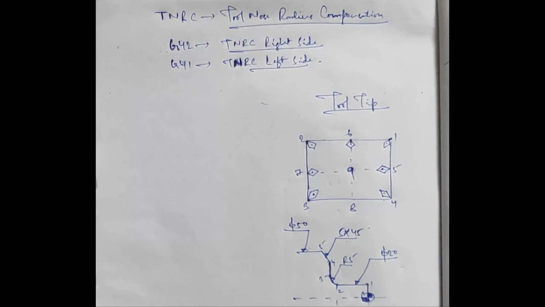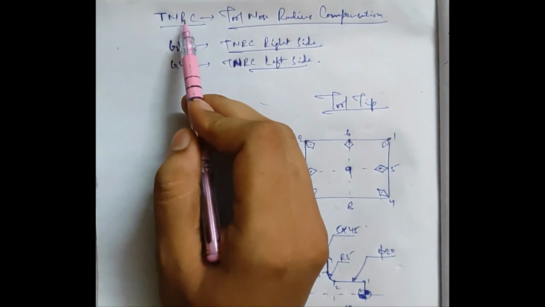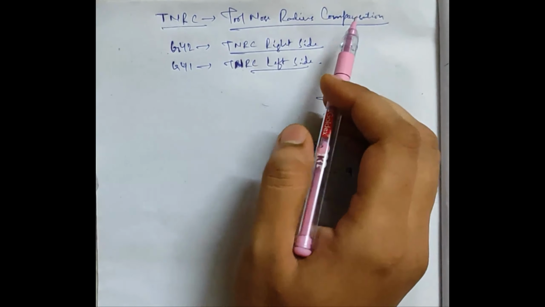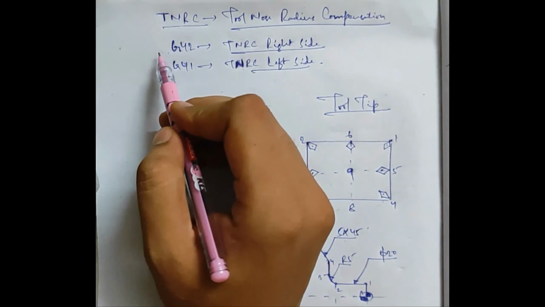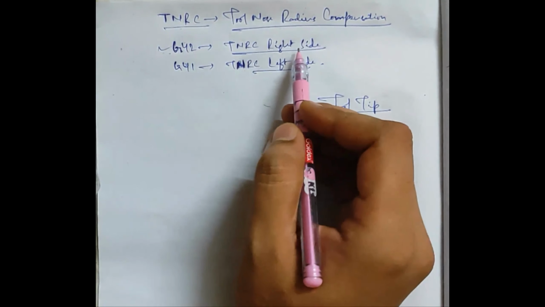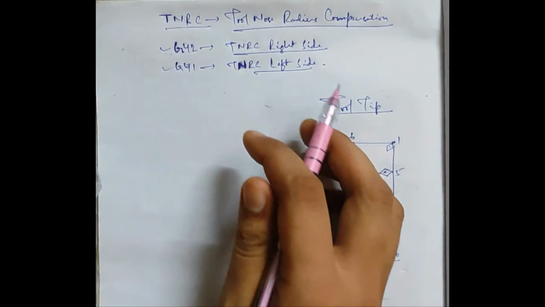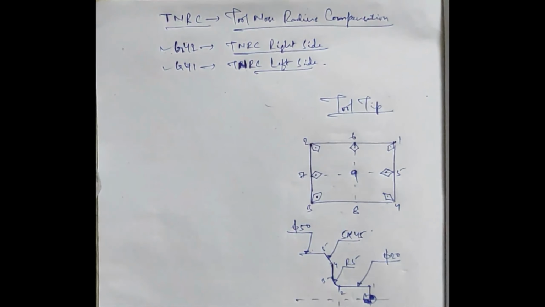Hello friends, today we are going to learn about TNRC, tool nose radius compensation. There are two G codes for that. G42 is for tool nose radius compensation right side and G41 is for tool nose radius compensation left side. Okay, let's come directly to the profile.